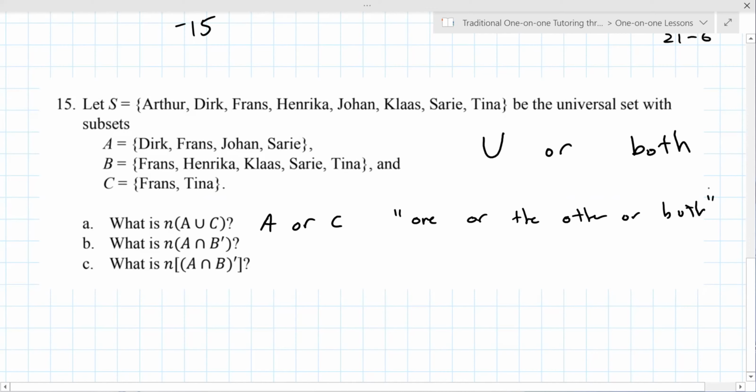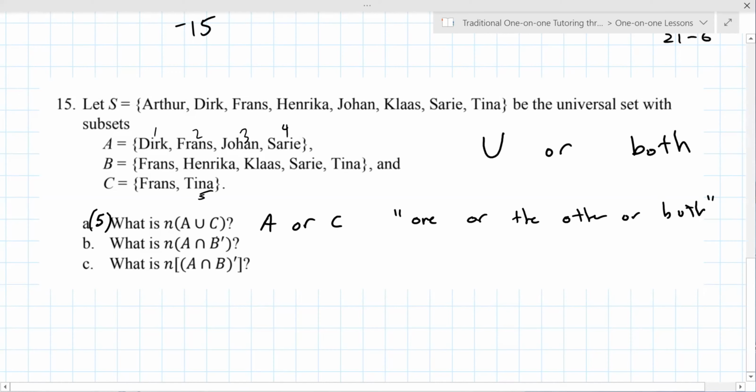Okay, and then this N means we're counting. So there's really two things here. What's in A or C? You just count how many elements are in A. Well, there's 1, 2, 3, 4 elements in A. How many are in C? There's two more, but there's one duplicate, so you don't count it. And so that gives you the fifth one. Gotcha. So that's how you come up with that number right there.